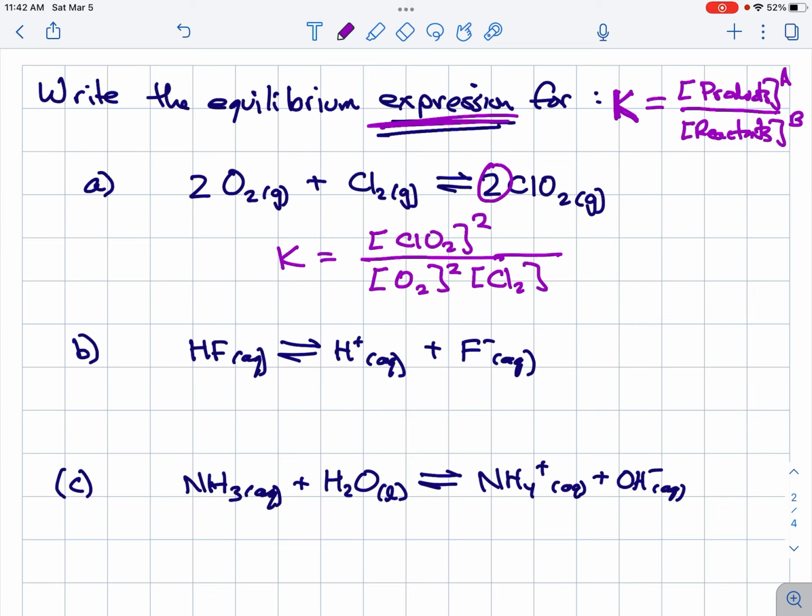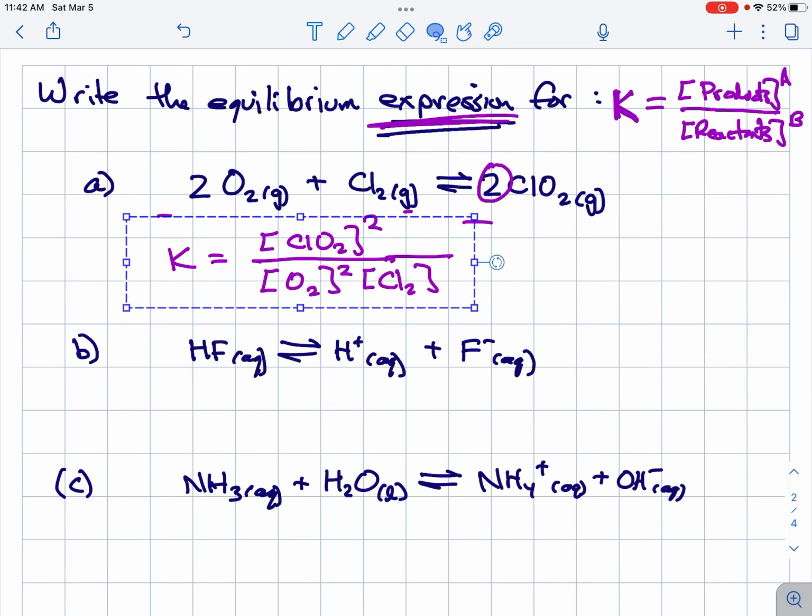Notice that these are gases, so sometimes instead of thinking of them in terms of concentration, we'll think of them in terms of pressures. Some people get really hung up on this. I personally don't care because I think it's silly. The main reason I think it's silly is because the answer is almost exactly the same. So it's just in terms of pressure.